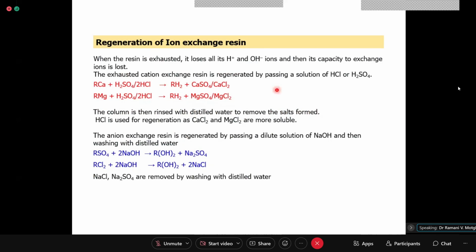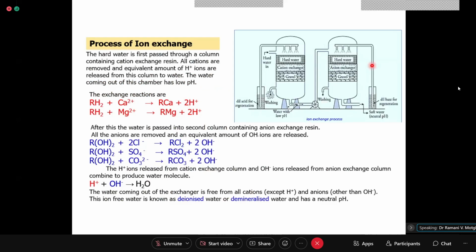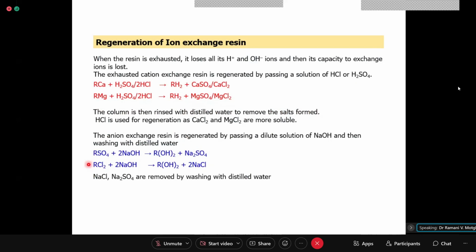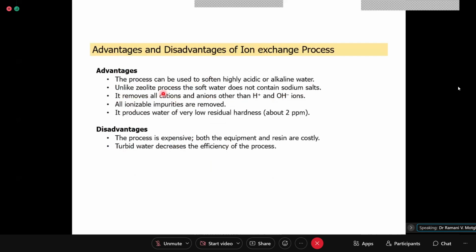How to regenerate? By adding acid to the cation exchanger resin, where the acid will react with this, release the calcium and magnesium, and RH2 is regenerated or reformed. And in the anion exchange column, you add NaOH. When you add NaOH to the anion exchange column, this exhausted anion exchanger resin is converted into ROH twice. Things are clear? Okay. So what are the advantages?